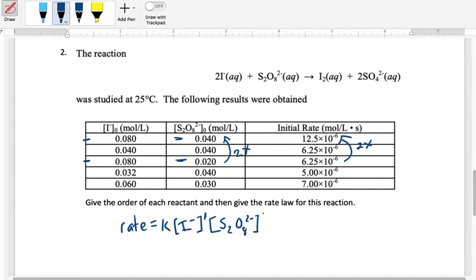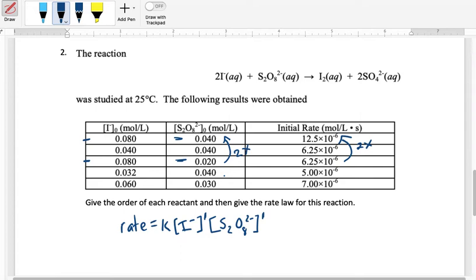Wow, I should have had a more exciting one. I guess I'll have to go find a more exciting one where we get something that's actually squared, because I need to show you one of those. But for now, you have this video that shows you how to find the order of the reaction.